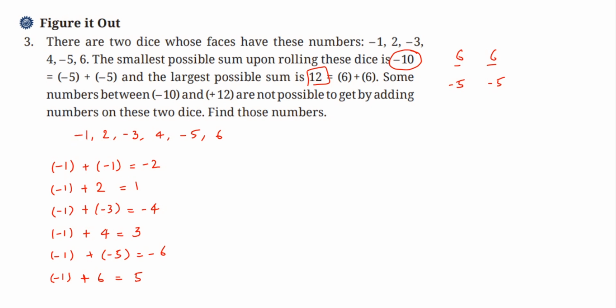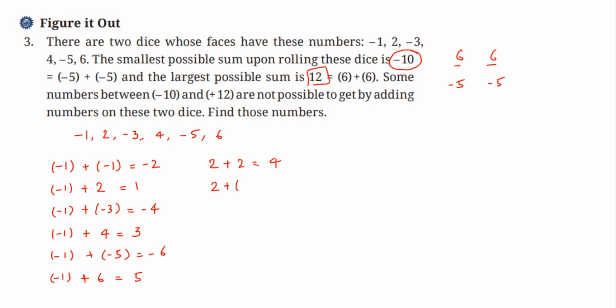Next I'll take 2. Now 2 and -1 is already done. You can see that -1 plus 2 is 1, which is the same as 2 plus -1. So when you add these numbers, you get 1. Here we're trying to find the sum, so you don't have to try other combinations because the sum will remain the same. Therefore, I will start with 2 and 2. If there is a 2 on one die and a 2 on the other die, when you add it, you get 4. Now I'll try 2 and the other combinations.